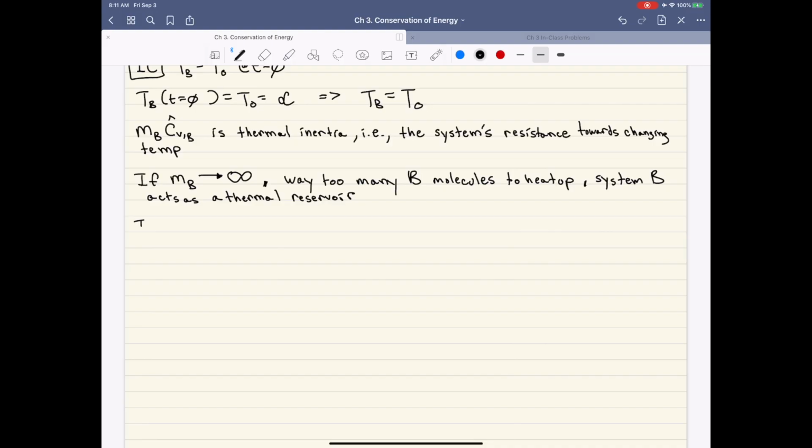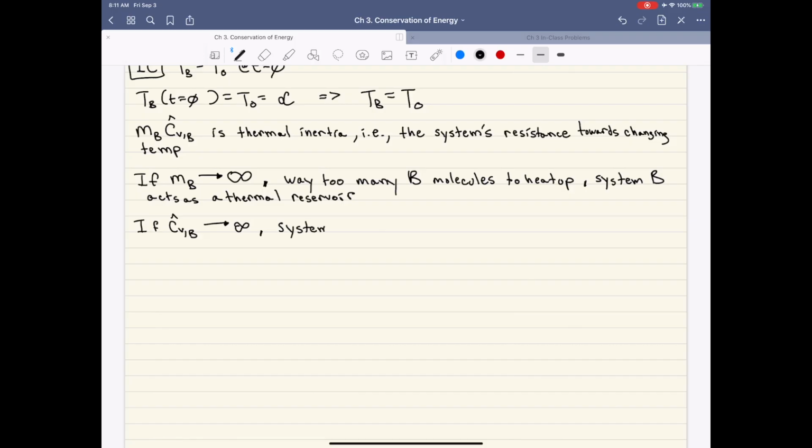The other way that our thermal inertia could be infinity is if the heat capacity is infinity. And so this would mean that it takes a lot of energy to change 1 gram of the system by 1 degree Celsius.